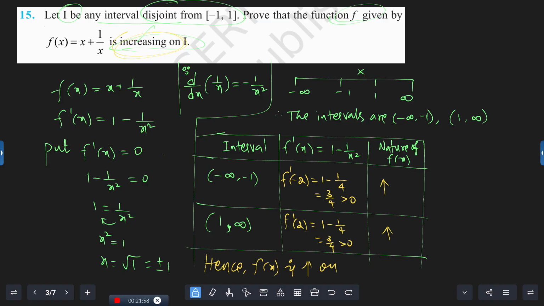on the given interval, what is that? Except minus 1 comma 1, on minus infinity comma minus 1 and 1 comma infinity. Instead of "and", you can give union.